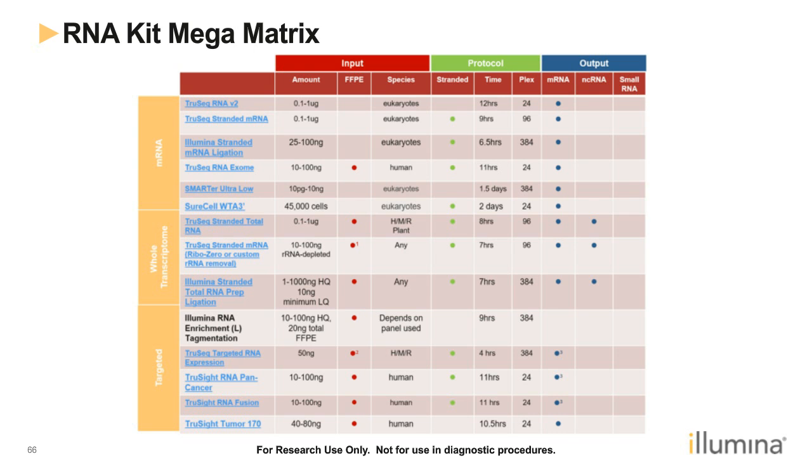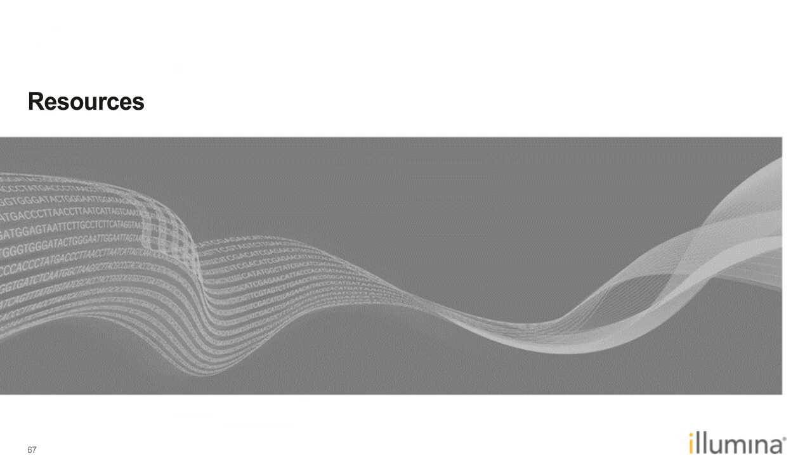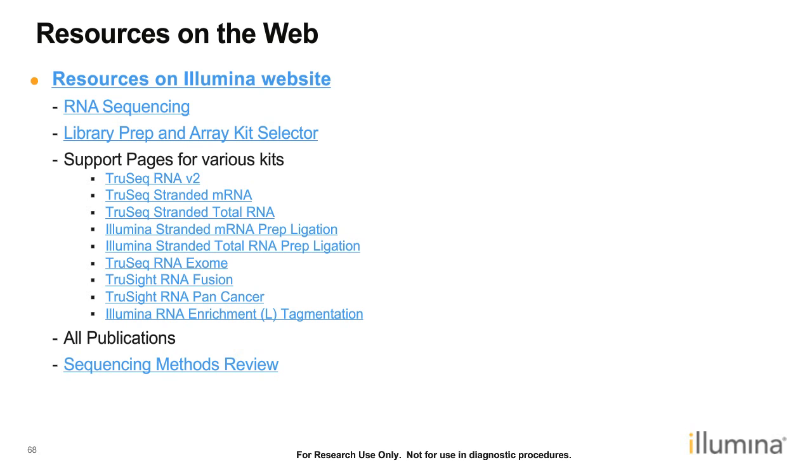Finally, let's talk about some resources that are available to you. First, we have some resources available on the Illumina website. We have an RNA sequencing page that talks about all types of RNA sequencing. We also have the library prep and array kit selector. You can use the kit selector and click around a little bit to see what kit would be best suited for your needs and input type.